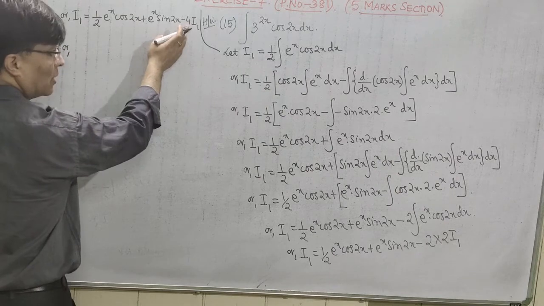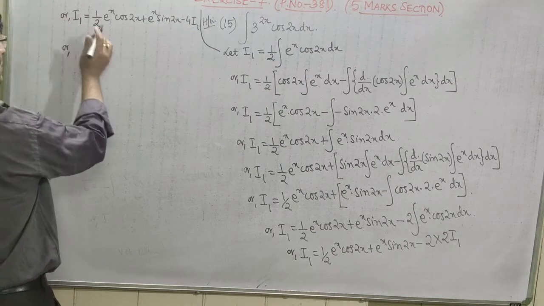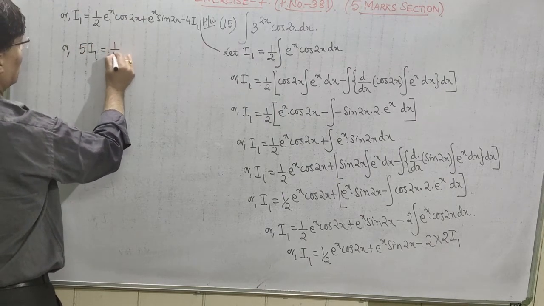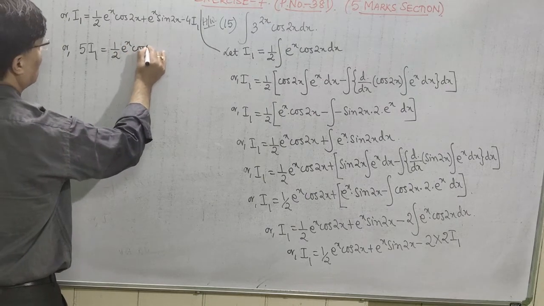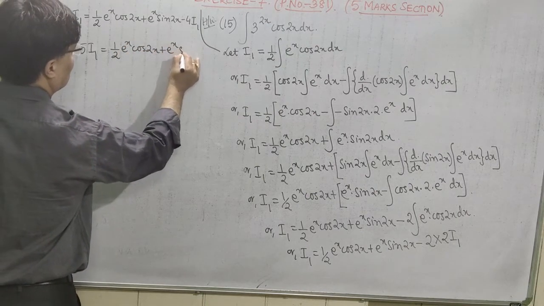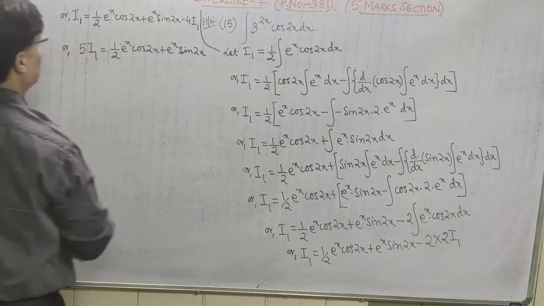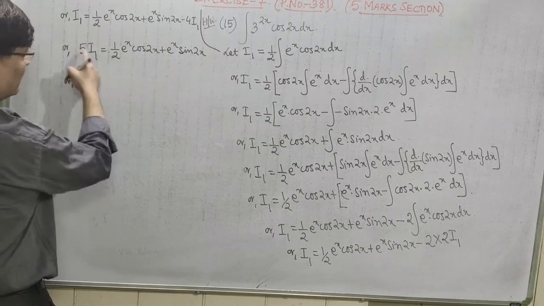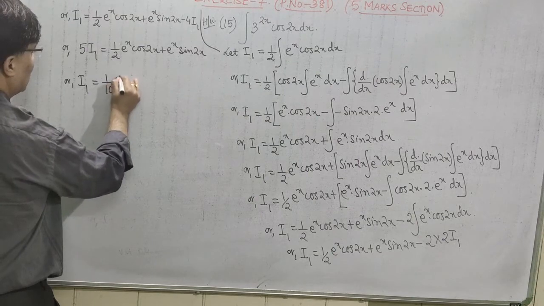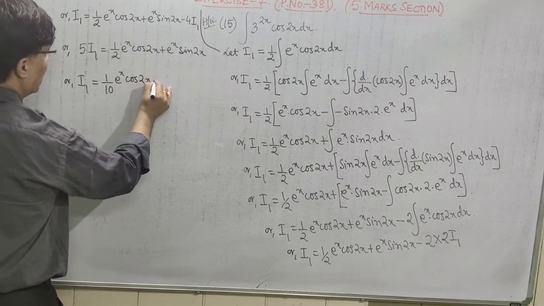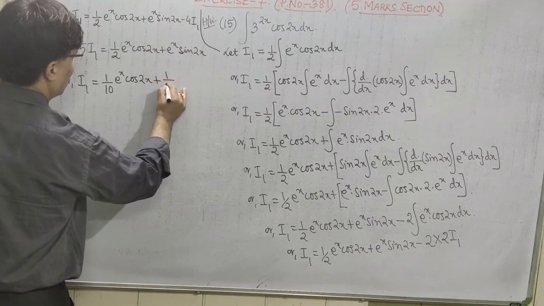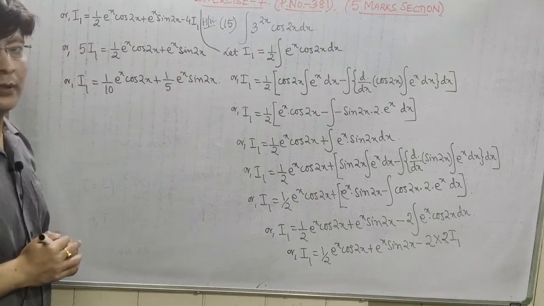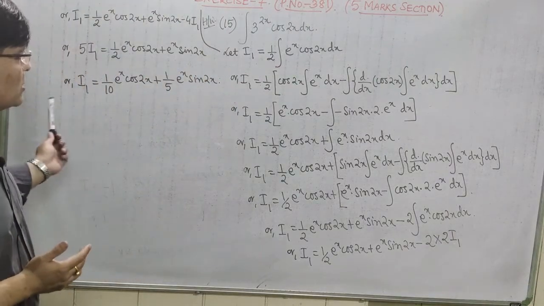So you can take this minus 4I1 to the left hand side. So it will be I1 plus 4I1, which is 5I1, equal to half e to the power x cos 2x plus e to the power x sin 2x. So now what is I1? You can cross multiply: 1 upon 10 e to the power x cos 2x plus 1 upon 5 e to the power x sin 2x. So I hope you have understood it. This is the value for I1.